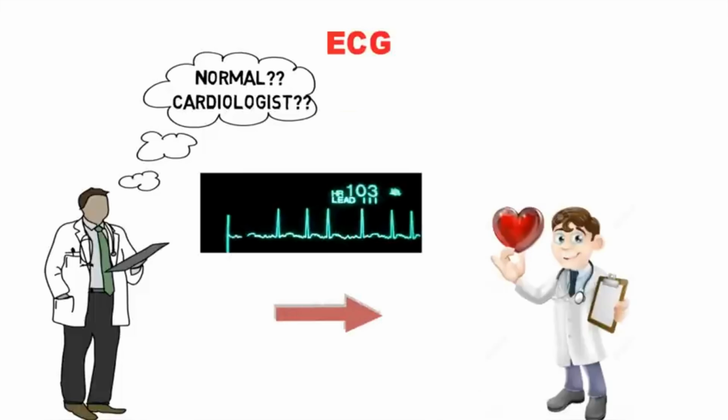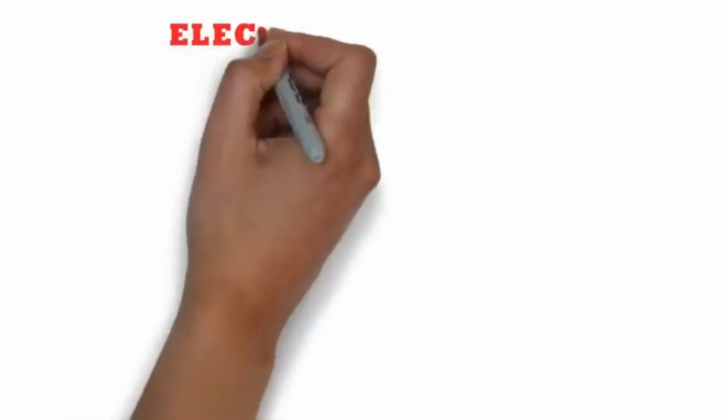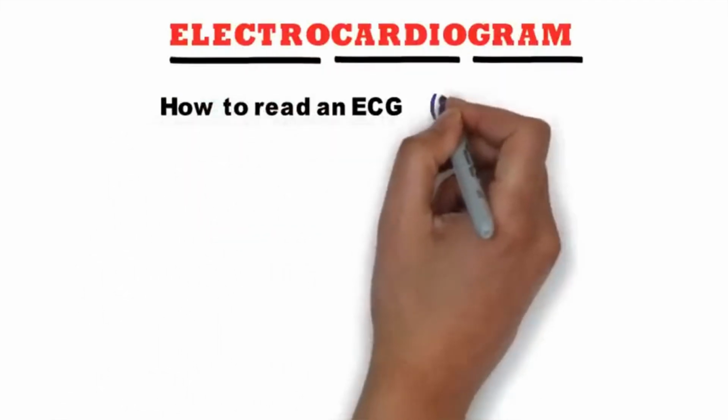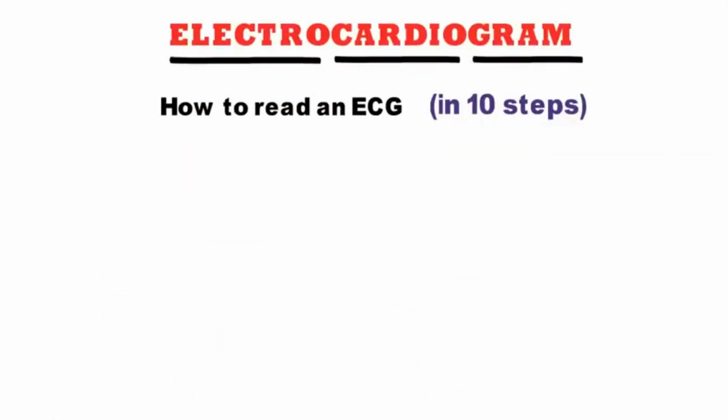So in today's video, I'll try to make ECG very simple in only 10 steps. And in the end, you'll be able to diagnose the majority of heart rhythms on your own. So let's start. ECG, or electrocardiogram, is the graphical representation of electrical activity going on in the heart. Now, how to read an ECG in just 10 steps.